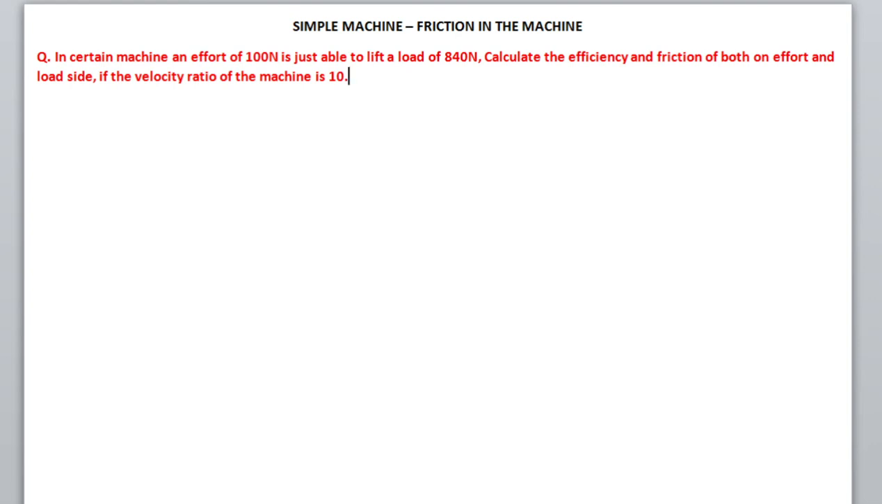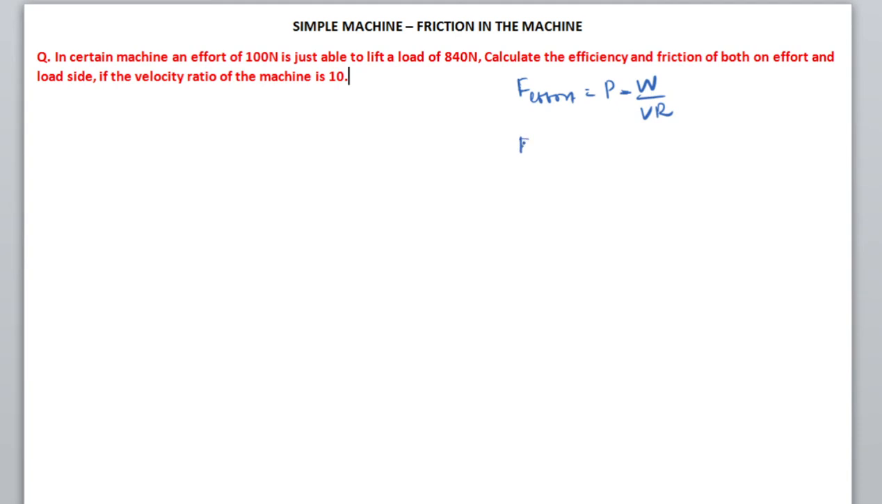So like this, we have two different formulas in order to calculate friction in terms of effort and friction in terms of load. So what are they? Friction in terms of effort is P minus W by VR. So P is your effort where W is the load and VR is the velocity ratio. This is the formula for friction in terms of effort.